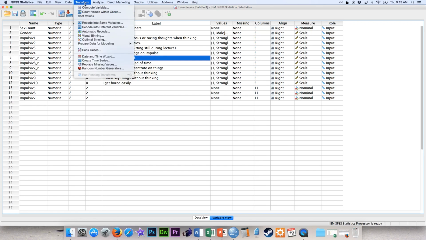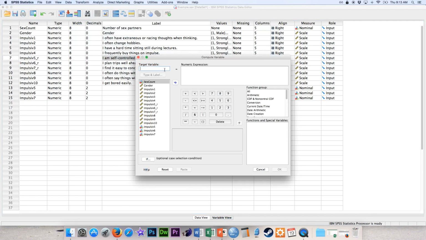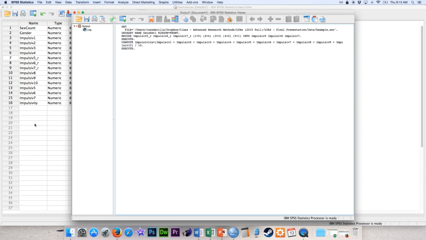So to do that, we'll go transform, compute variable, and we'll just call this variable impulsivity. And for this, we're going to start with the parentheses and then add them all up. So impulsive 1, 2, 3, and 4. We're going to go ahead and skip these and do impulsive 5, 6, and 7. And then go back up here to get the rest of them. So we should have 10 of them. And of course, we're going to divide by 10 to make an average score. So go ahead and hit compute.